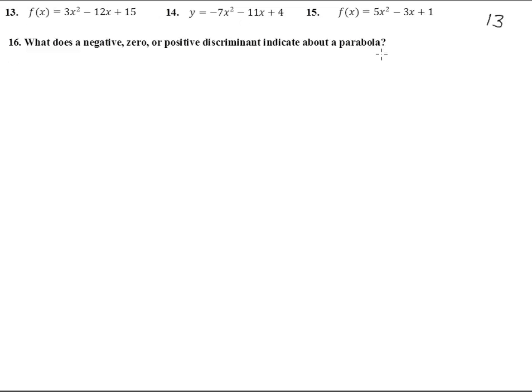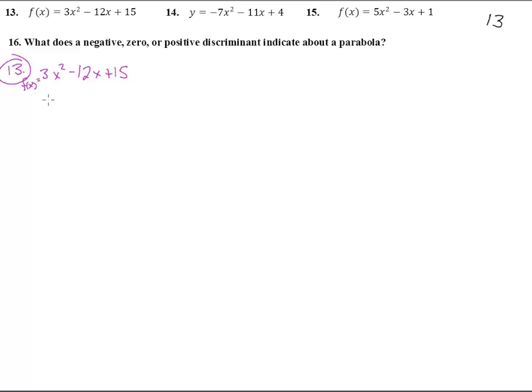Here we are at the bottom of page 13 with the solutions to number 13 through 16. So we're going to do number 13: 3x squared minus 12x plus 15. Better write that in there. f of x equals that.